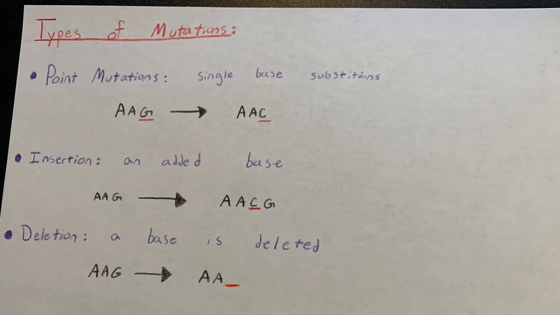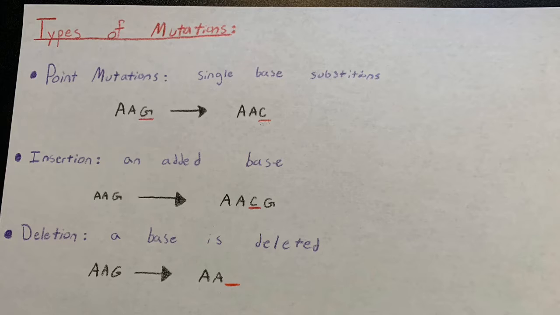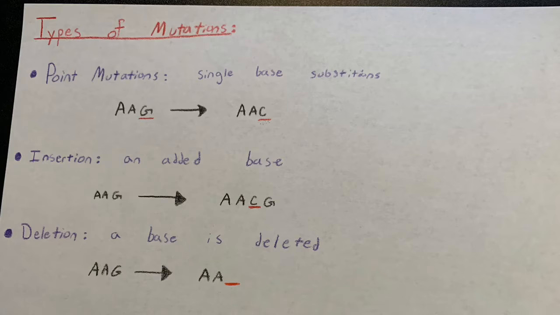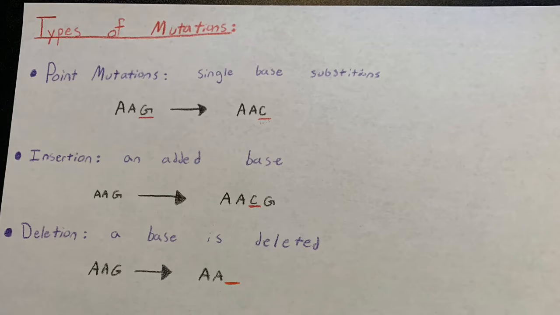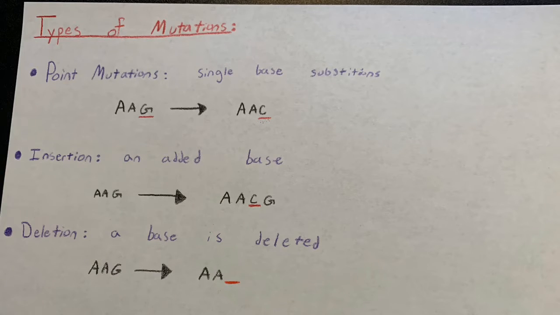This means there's a single base substitution, so the codon can go from AAG to AAC. There's also an insertion mutation, where a base will be added, so it can go from AAG to AACG. And there's a deletion mutation, where a base is deleted, so it can go from AAG to AA blank. The insertion and deletion mutations result in a frame shift.